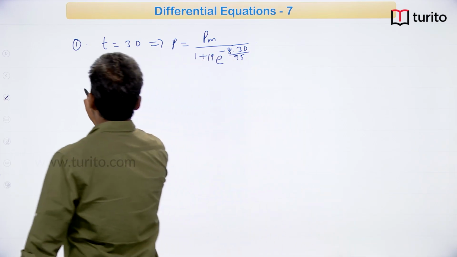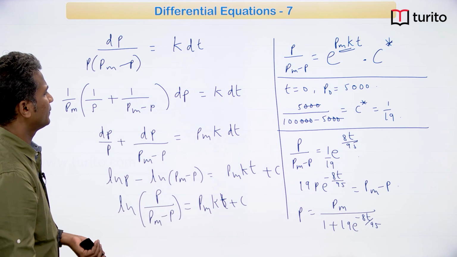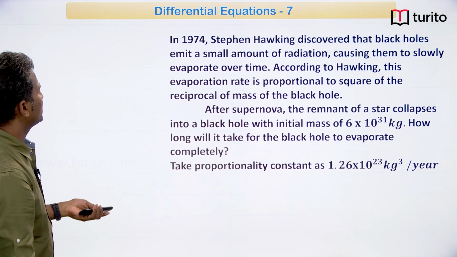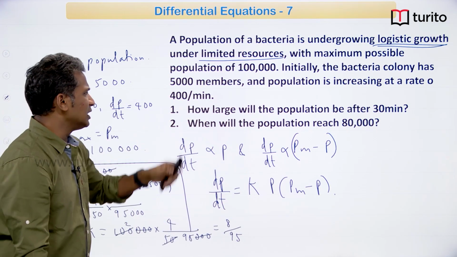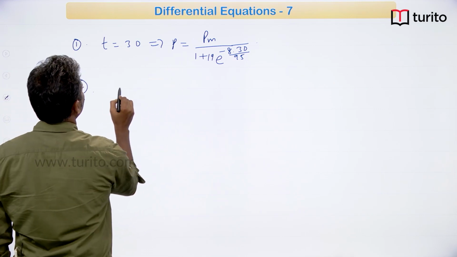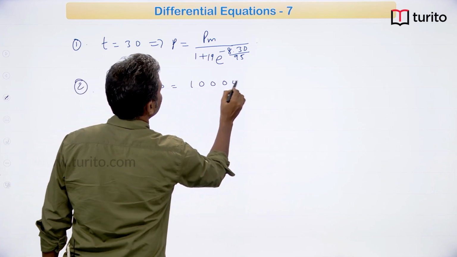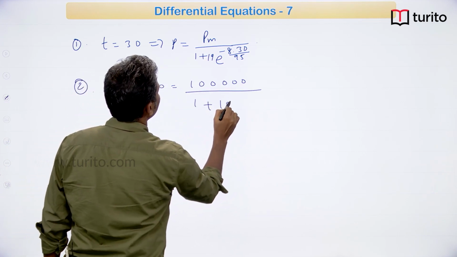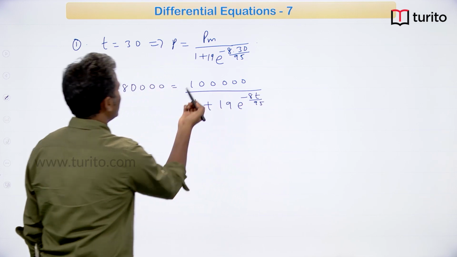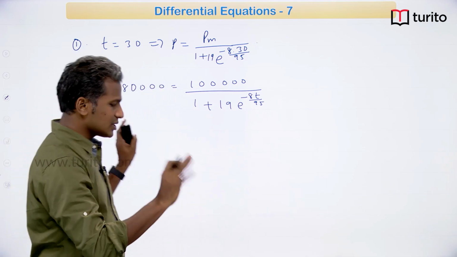Okay. Let us do the second one. Okay. So this seems fine. Now the second one is, when will the population reach 80,000? So that means we have to put 80,000 here, that is equal to Pm, which is 100,000, divided by 1 plus 19 into e raised to minus 8t by 95. So here we can directly simplify and get some expression for t. Okay. So this way we can solve the process.